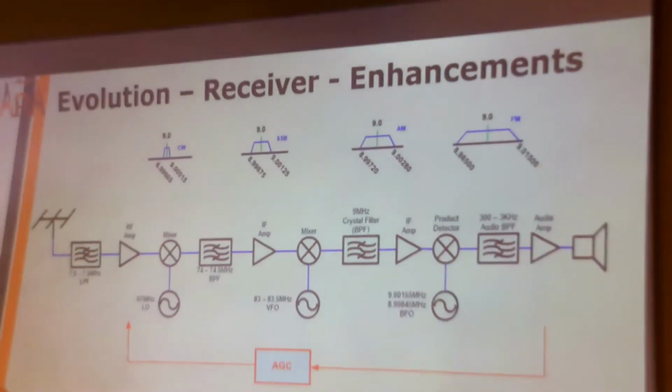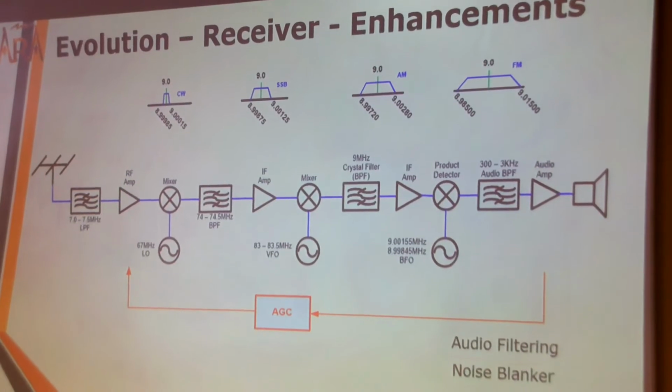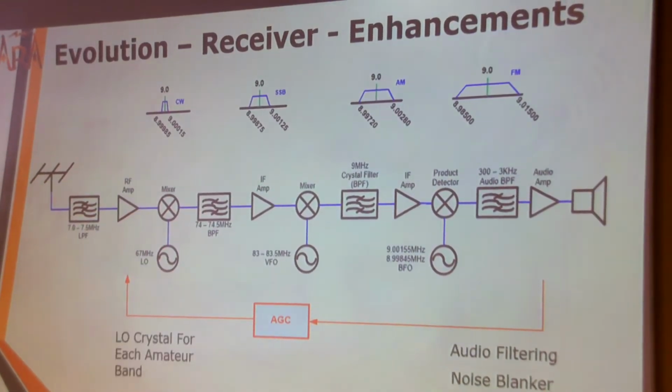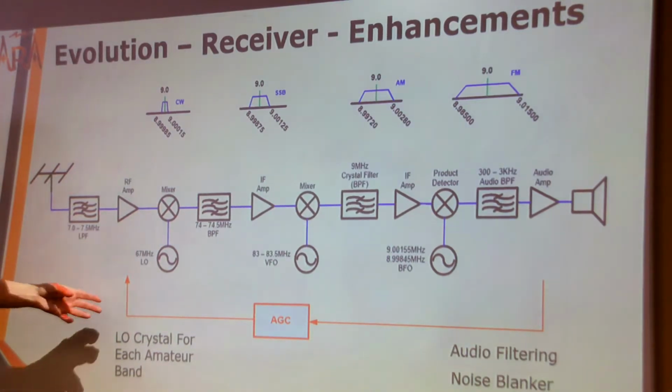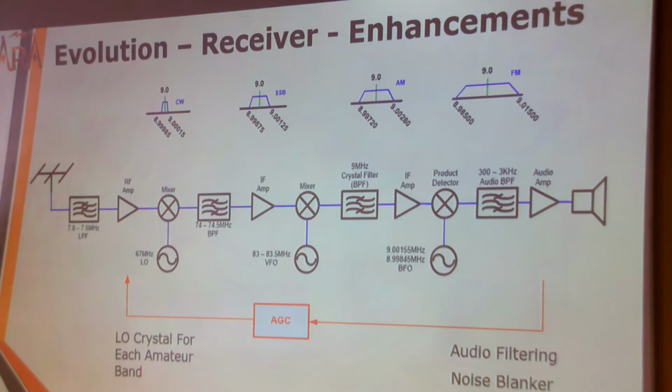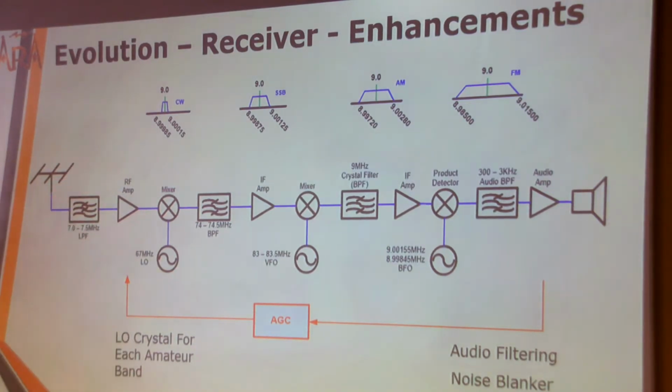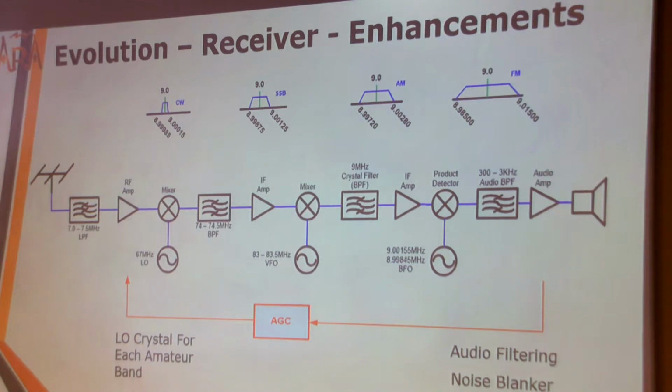And then you get things like AGC, audio filtering, noise blanking, notch filtering, and having one radio do all the bands, so you have local oscillators that are band dependent, and this filter and this amplifier and the local oscillator change with the band, but the basic radio stays the same.